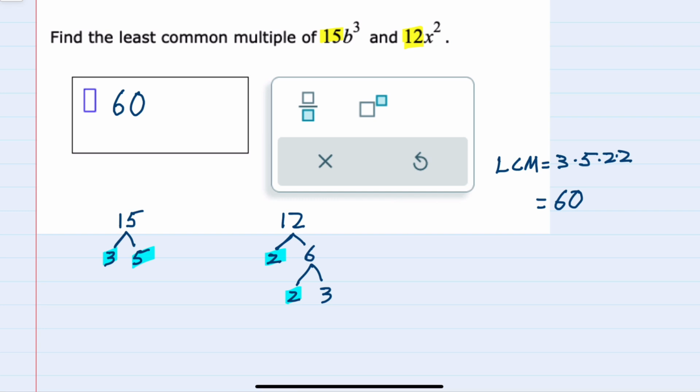But we can now turn our attention to the variables. We have b cubed in the first term and x squared in the second term. Our least common multiple has to have everything included. So we would have to have 3 b's being multiplied and 2 x's being multiplied as well. There's no overlap. So 60b to the third x squared would be our lowest common multiple.